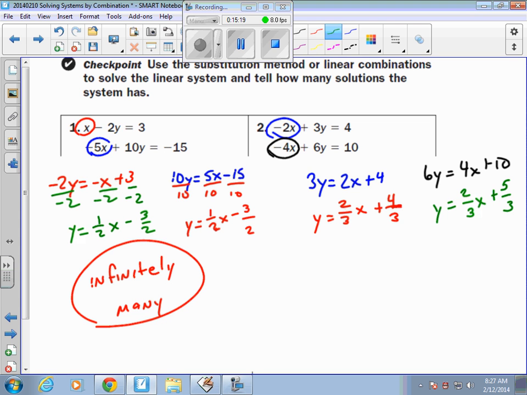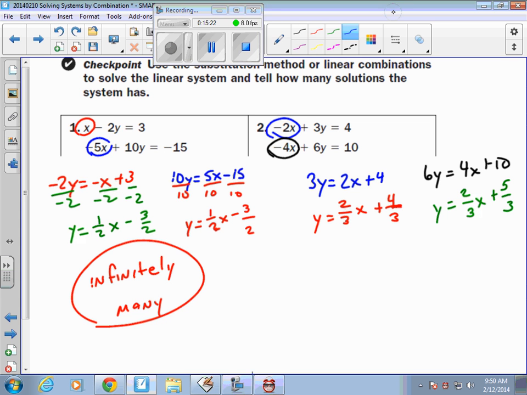Notice these have the exact same slope. So we have two equations, y equals 2/3 x plus 4 over 3, and y equals 2/3 x plus 5 over 3. Notice the slopes on both of them are 2/3. Remember, parallel lines have the same slopes, but they have different y-intercepts. Their b values are different. That means these lines will never cross since they're parallel. So the answer is no solution for this one.